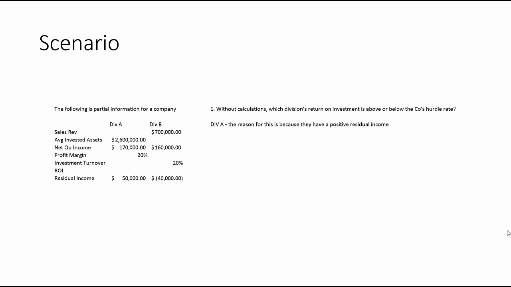So the first thing that we want to do in this scenario is that without any calculations, which division has a return on investment that is above or below the company's hurdle rate? So without doing any calculations, your residual income gives you the clue. So the division A is above the hurdle rate because they have a positive residual income. And division B is below the hurdle rate because they have a negative residual income.